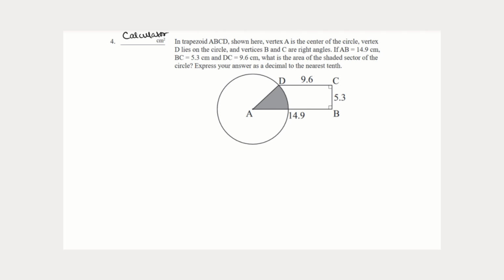So the goal here is, well, let's start with this. Let's think about AD. We know AD is the radius of the circle because D is on the circle and A is the center. And also, let's call this point E. Then AE, where E is on the circle, is also the radius, so that makes EB equal to 14.9 minus R. What else do we have?